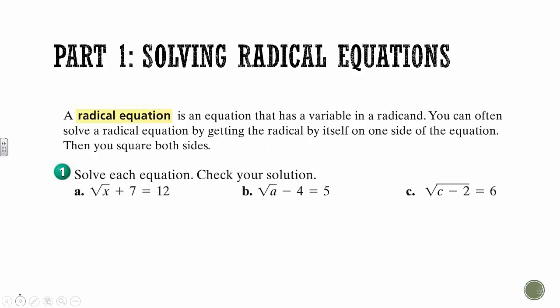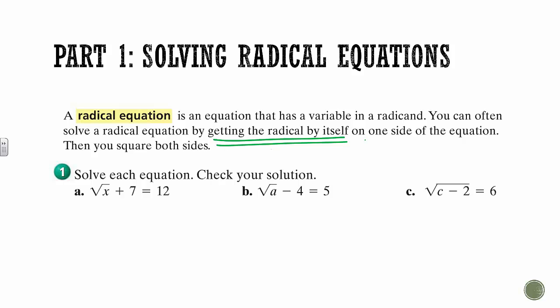So a radical equation is an equation that has a variable underneath the radical, or in the radicand. You can also often solve a radical equation by getting the radical by itself on one side, and then you square both sides. So the key here is you need to get the radical by itself before you can square. Remember that squares and square roots cross each other off, so that's how we're going to undo things.